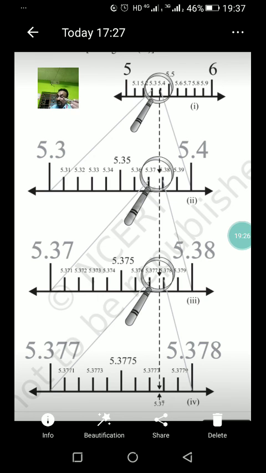In this way, we can say that every real number is represented by a unique point on the number line. Further, every point on the number line represents one and only one real number.